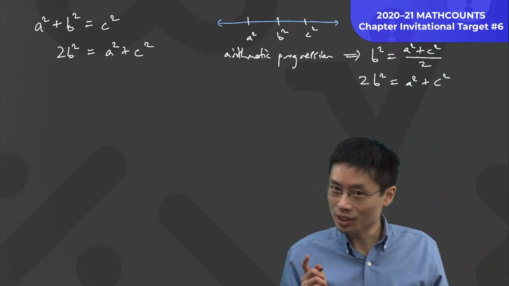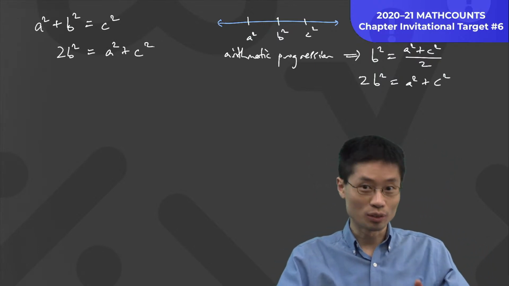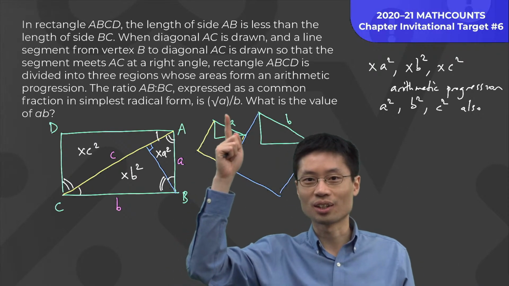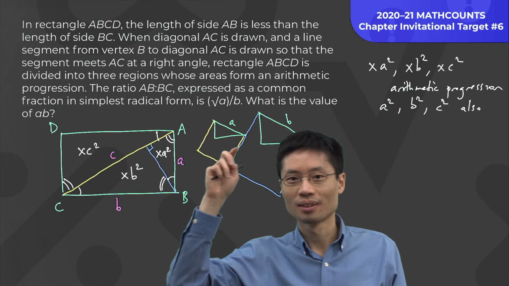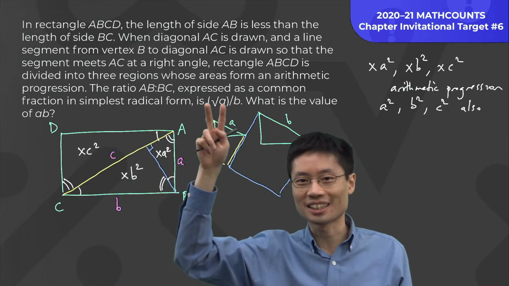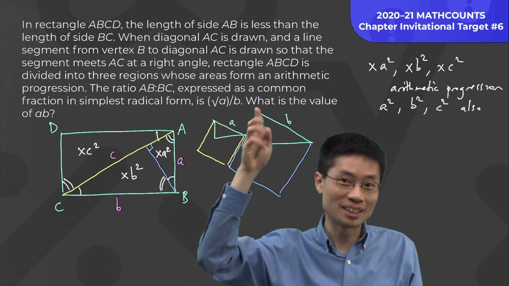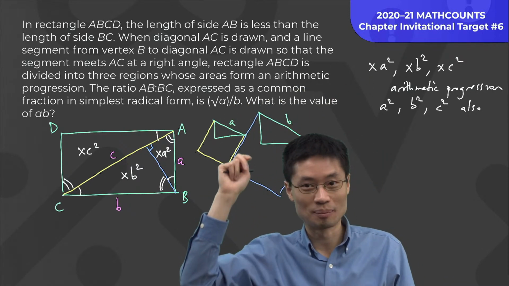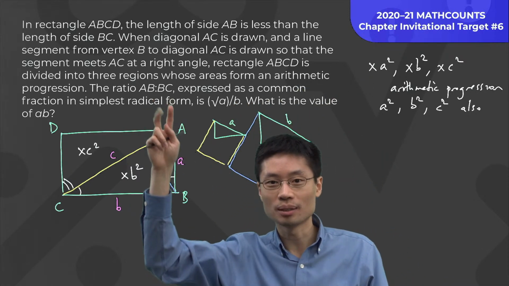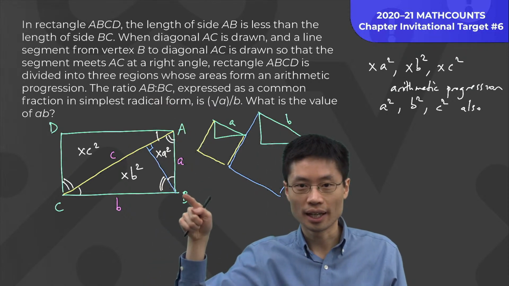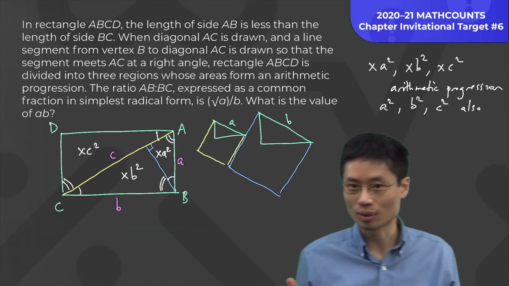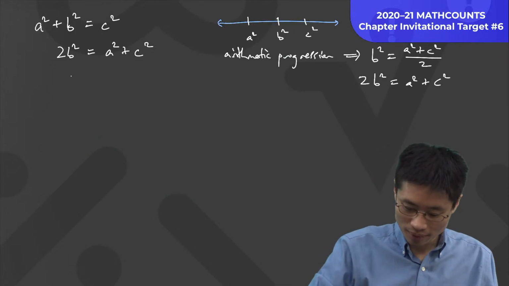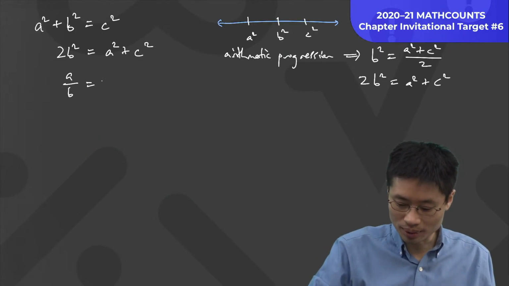Now, the question is not asking me to find all of a, b, and c. The question is asking me for a ratio. Even though I used a and b in my other problem, those are different a and b. But now I want to know a to b. I want to know this a divided by b. That's what I'm curious about. A divided by b equals question mark.